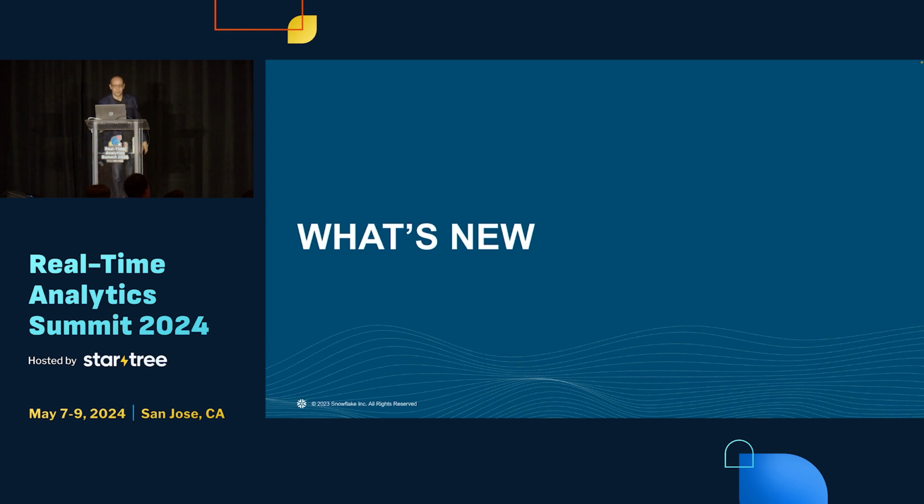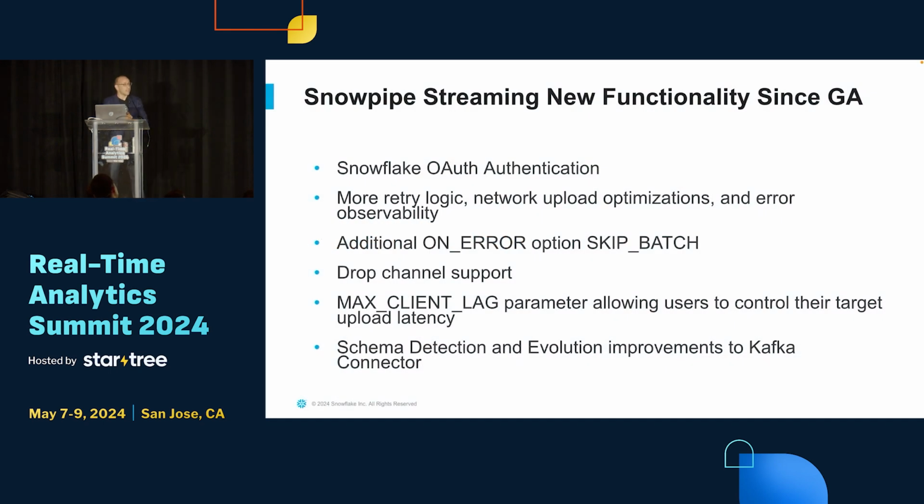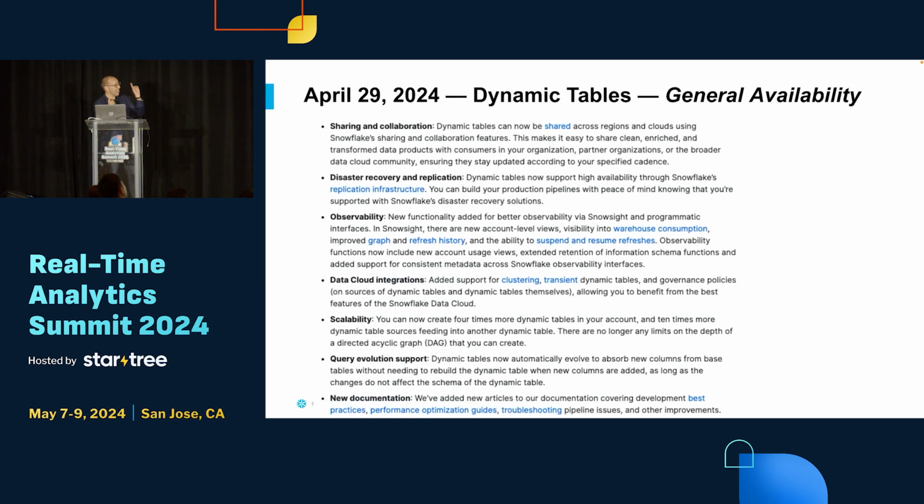Now, second, to go deeper into what's new, Snowpipe Streaming, our ability to read from Kafka, is generally available now for a couple of months now. You can do OAuth authentication, that's new, better retry logic, network upload optimizations, observability, that's really important. How do we deal with errors? How do we deal with dropped channels? Targeting the lag, and working with the schema detection and evolution. That's also really important. Then, this is very new, April 29th. Dynamic tables are now GA.